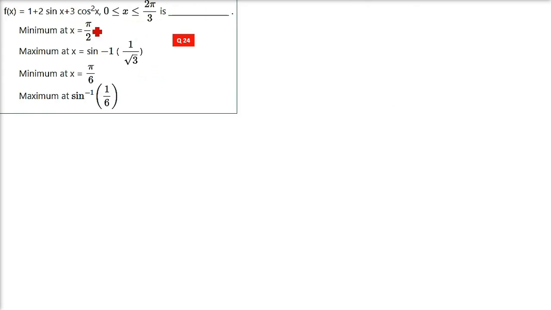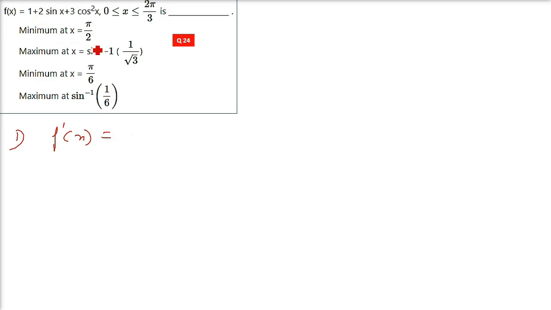1 plus 2 sin x plus 3 cos square x. This x is between 0 and 2 pi by 3. Please remember x has to be between 0 and 2 pi by 3. So minimum, maximum, there are 4 options. And at what value? This is the question. At x equals to pi by 2, or 1 by root 3 sin inverse, pi by 6, or 1 by 6. The start will be the differentiation of the original value.